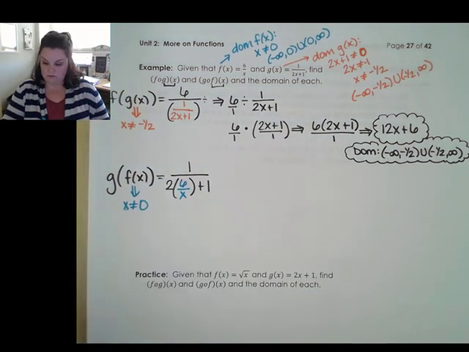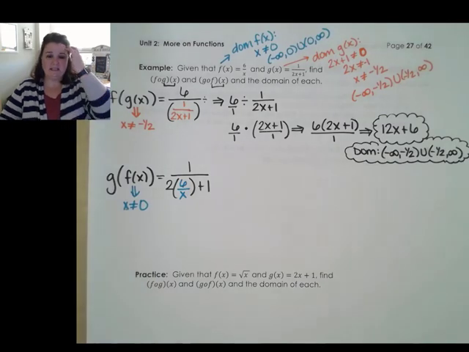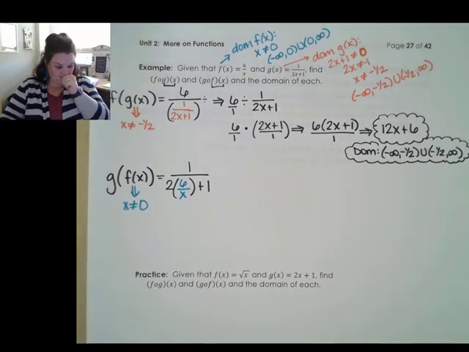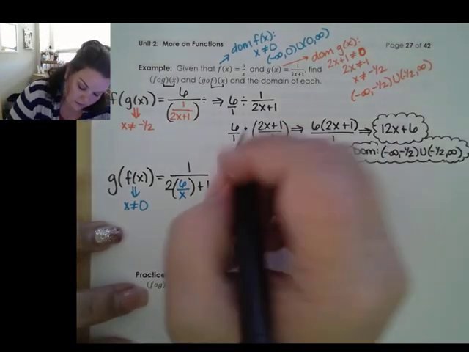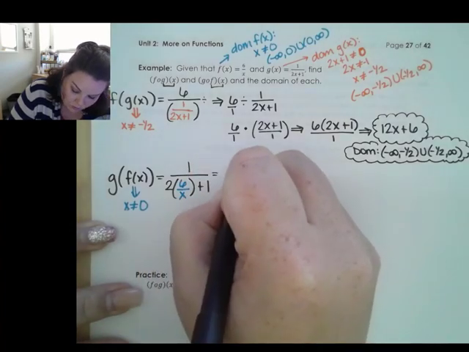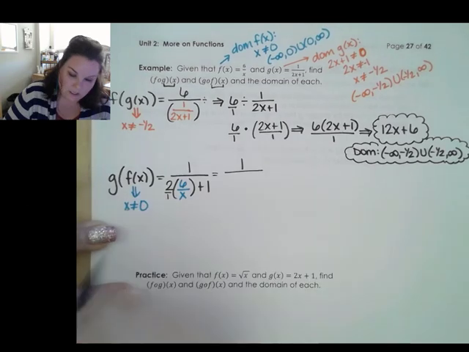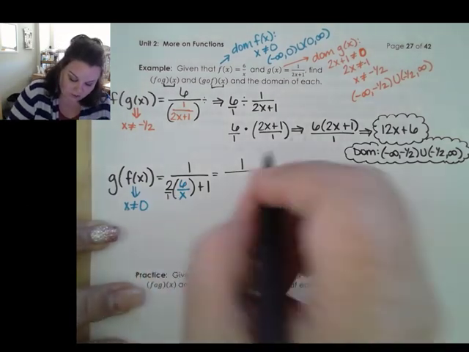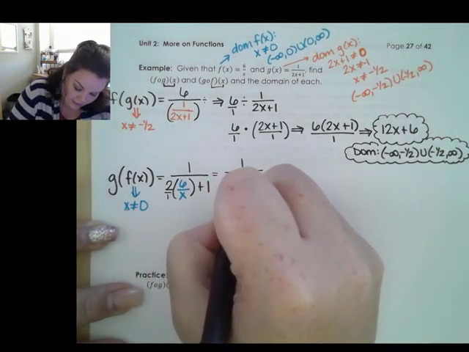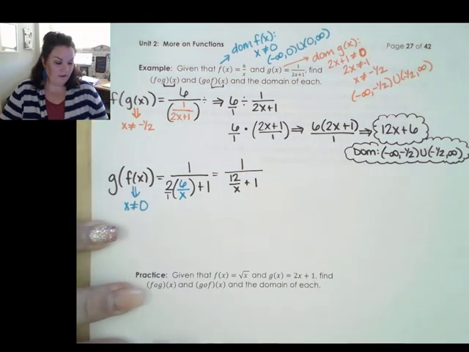Okay? So we're going to go ahead and now simplify this as best we can. If we simplify this, I get 1 over, when I multiply here, we can think about this as 2 over 1. So multiply straight across, we get 12 over x plus 1.